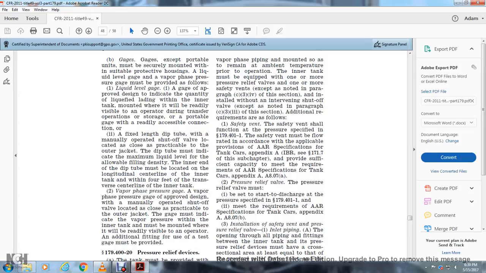It must indicate the maximum liquid level for the filling density, with the inner end of the dip tube. It must be located on the longitudinal center line of the inner tank, within 4 feet of the transverse center line of the inner tank.